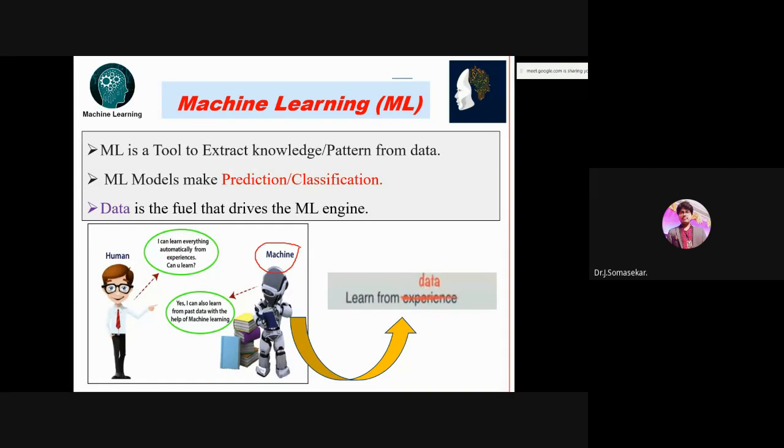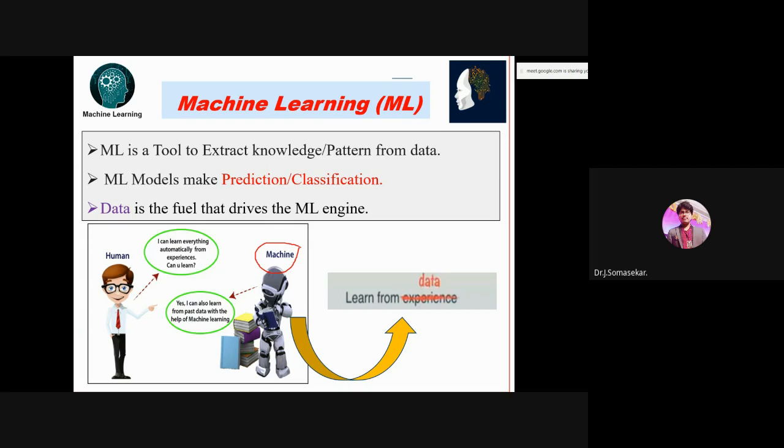By using machine learning we can extract knowledge or patterns from the data. That is called insights of the data. Based on that we can go for prediction or classification. So it depends on the application. We can go for either prediction or classification, which we will discuss in detail in today's session.